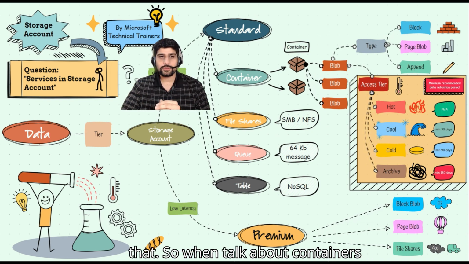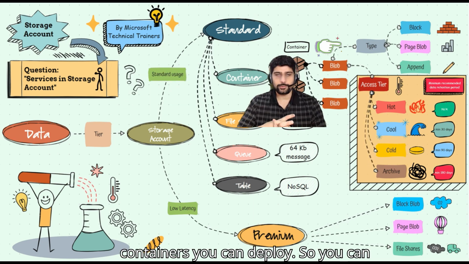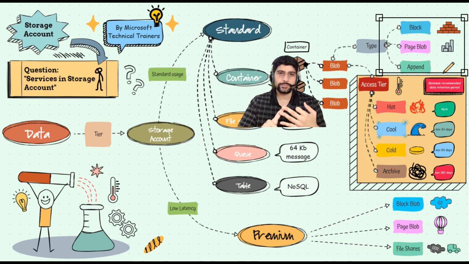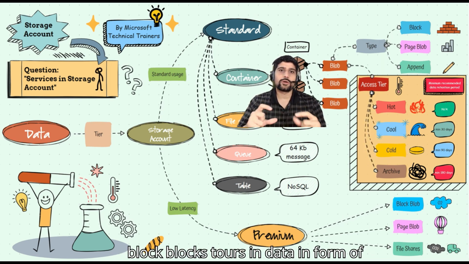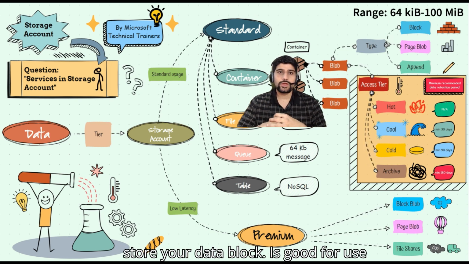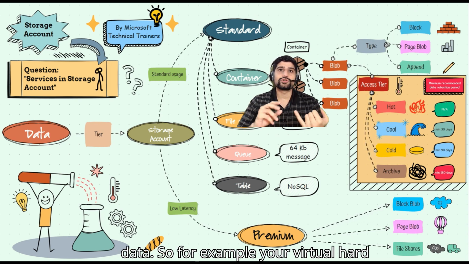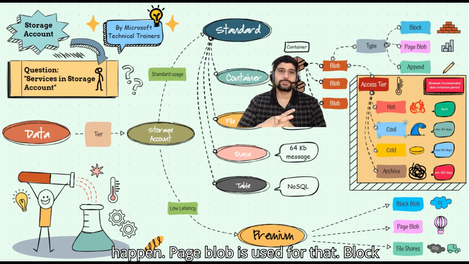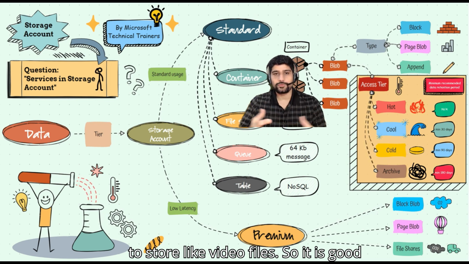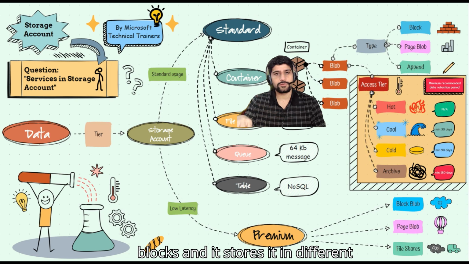When you talk about containers within the standard storage tier, you basically get different types of containers you can deploy. You can deploy a blob, a page blob, and an append blob. Blob stores data in the form of blocks. This can be like a 1 MB block, it can be a 100 MB block where you can store your data. Page blob is good for use cases where you want to store read-write data. For example, your virtual hard disk where a lot of read-writes need to happen, page blob is used for that. Blob is used for use cases where you want to store video files. It is good for storing video files, image files, any kind of data. It just breaks the data into blocks and stores it in different blocks there.